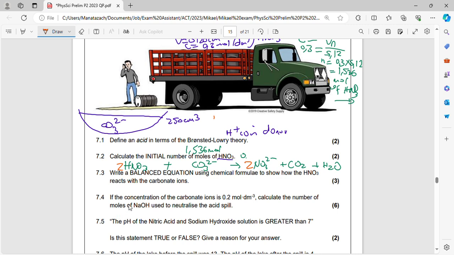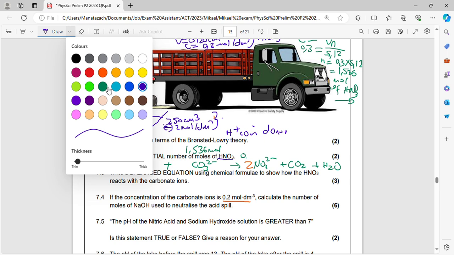Then 7.4 says, if the concentration of the carbonate ion is 0.2 mole per dm cube, calculate the number of moles of sodium hydroxide used to neutralize the acid spill. Now they added another element. The concentration of carbonate ion is 0.2 mole per dm cube. Obviously, this will give us the number of moles of the carbonate that you can calculate from this information.